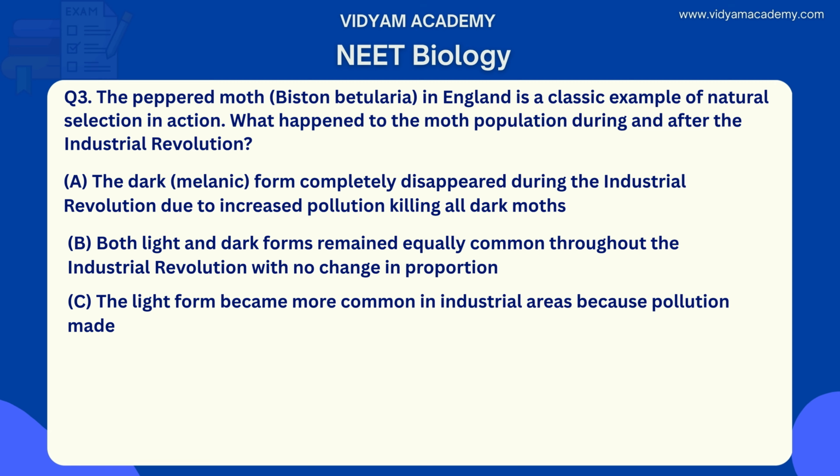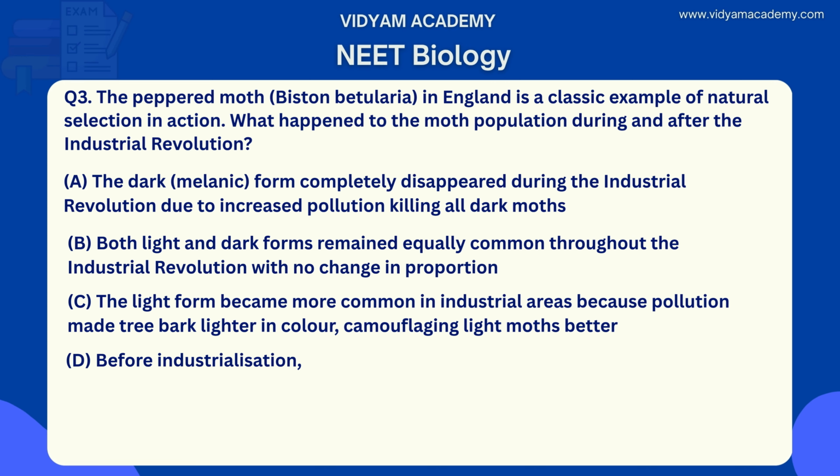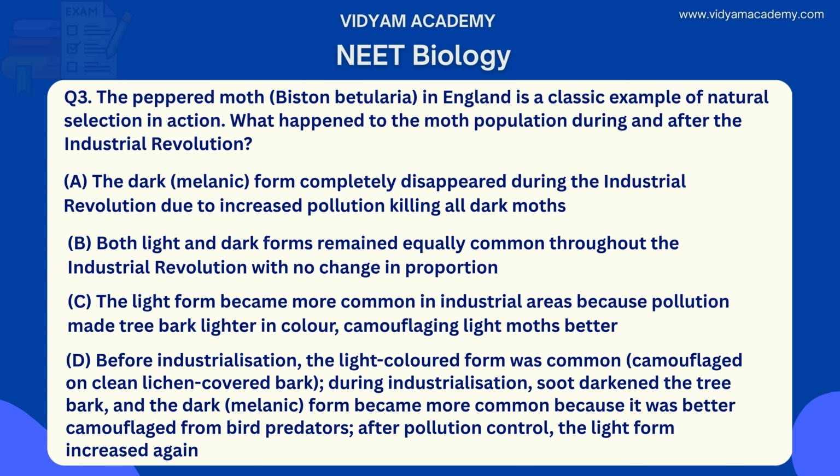Option C. The light form became more common in industrial areas because pollution made tree bark lighter in color, camouflaging light moths better. And option D. Before industrialization, the light-colored form was common, camouflaged on clean lichen-covered bark. During industrialization, soot darkened the tree bark and the dark melanic form became more common because it was better camouflaged from bird predators. After pollution control, the light form increased again. Can you guess the right answer?